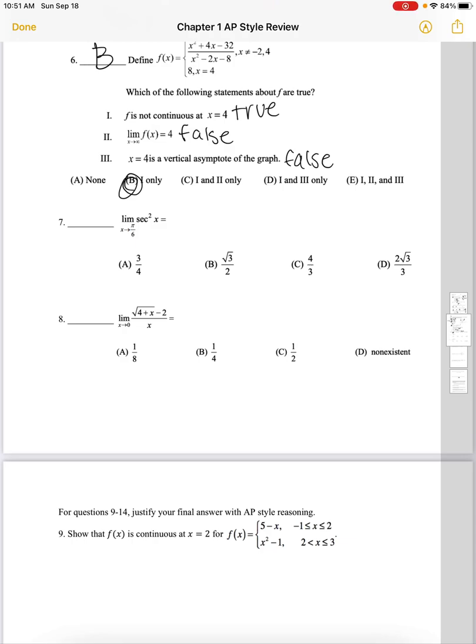All right, here we go. We're going to go through the last two multiple choices, 7 and 8. The next one is the limit as x approaches pi over 6 of secant squared. So the first thing we always do is direct substitution.